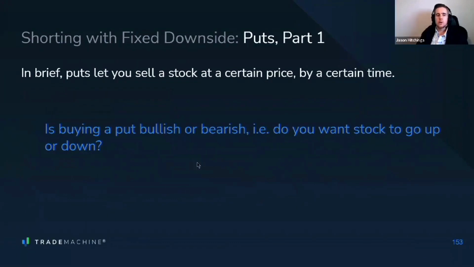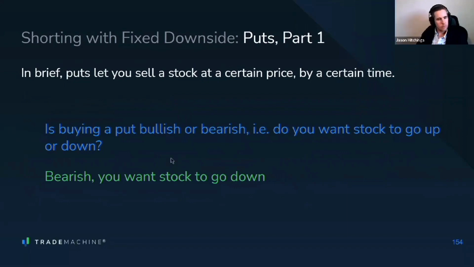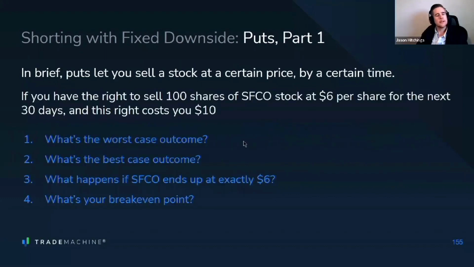Okay, so when you're buying a put, is it bullish or bearish? Do you want the stock to go up or do you want the stock to go down? I want it to go down because you now have the right to sell the stock. And if you can sell the stock at a lower price, then that's where you make your money. So if you have the right to sell 100 shares of Safeco stock at $6 per share for the next 30 days, and the right costs you $10, let's just walk through one of these scenarios.